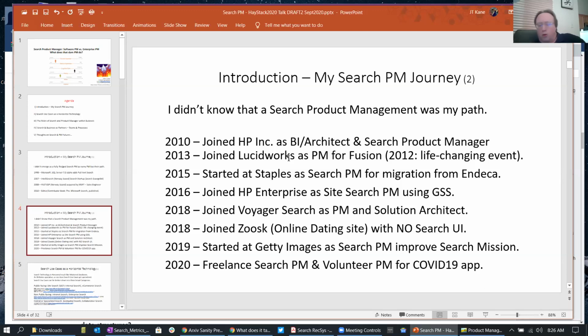They were also going to open up a San Francisco-based office. Unfortunately, because of COVID, that never happened. And I'm actually working as a volunteer PM for a COVID-19 contact tracing application at this point in time.